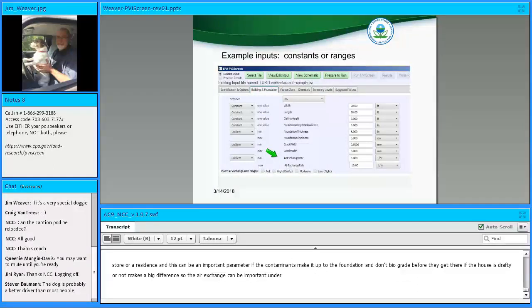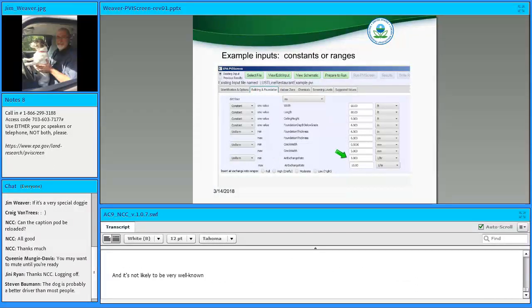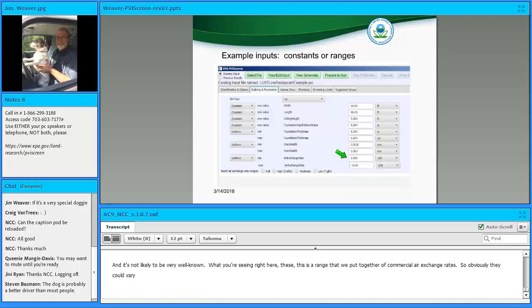What you're seeing right here, this is a range that we put together of commercial air exchange rates. So obviously they could vary in a building, but we're basically using this range of 3 turnovers per hour to 10.